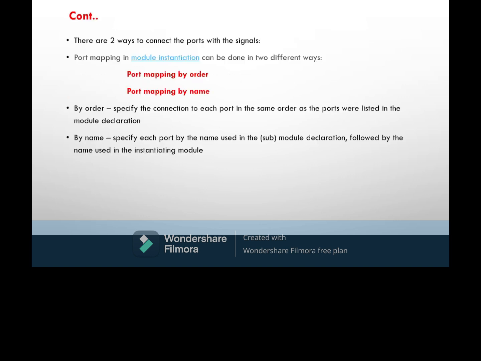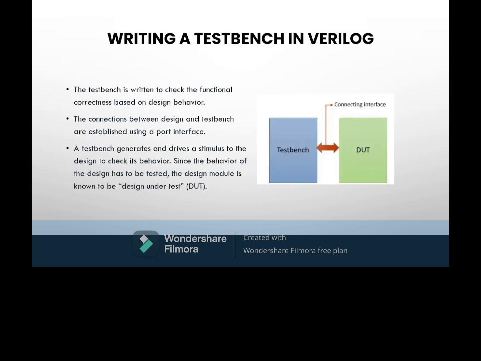We have also seen how we are going to map the ports. Mapping is nothing but connecting. When you are writing code in the test bench, and you are going to connect the RTL to the test bench, this connection is called mapping. So mapping is really important. And for port mapping we have two ways: port mapping by order and port mapping by name. We have seen that clearly there.